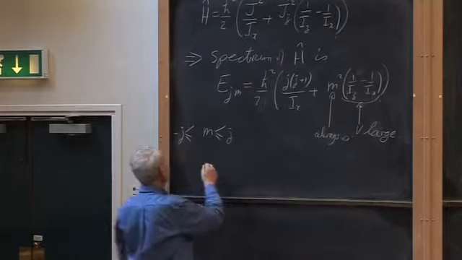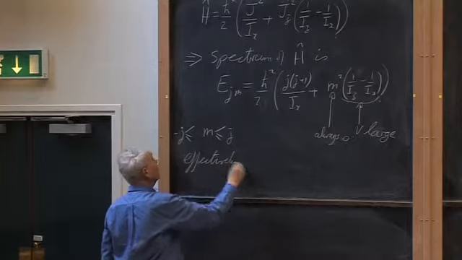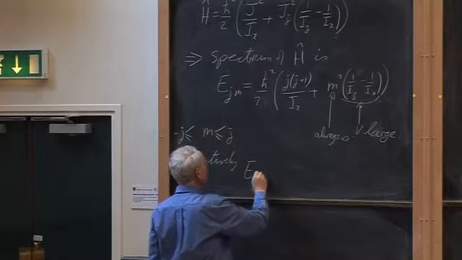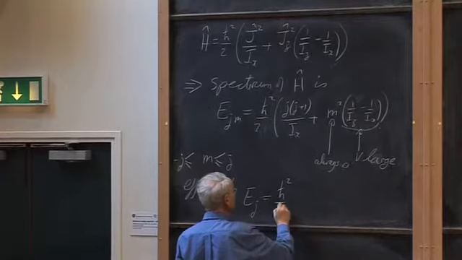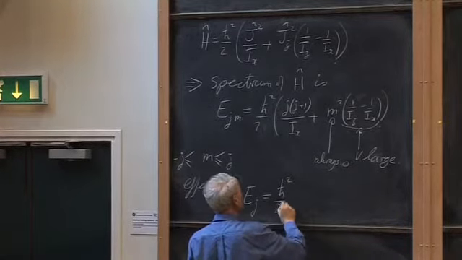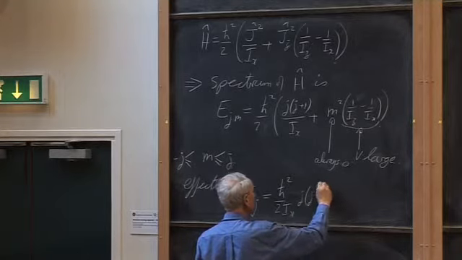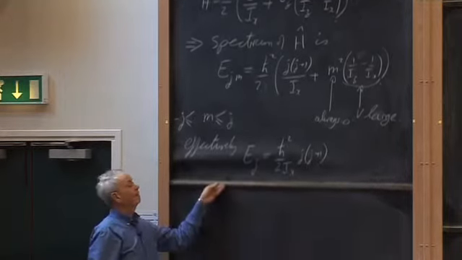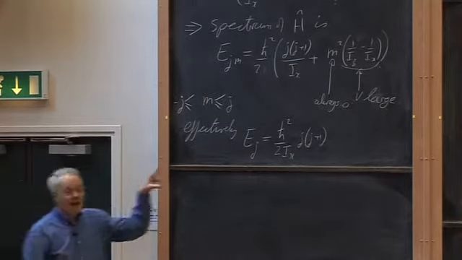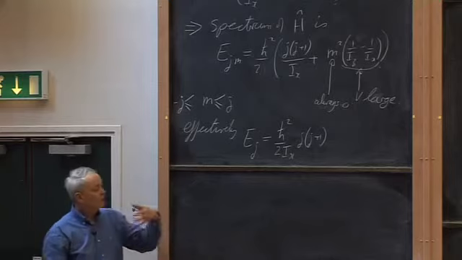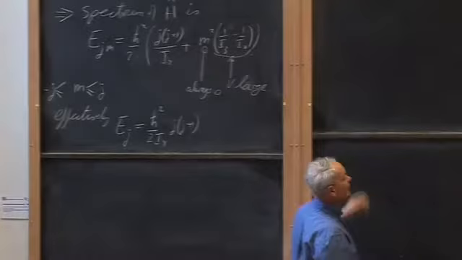So that means that effectively the energy levels are simply E_j equals h bar squared over 2 Ix times j(j+1). So those are the energy levels. Now, that's all been totally generic for diatomic molecules.